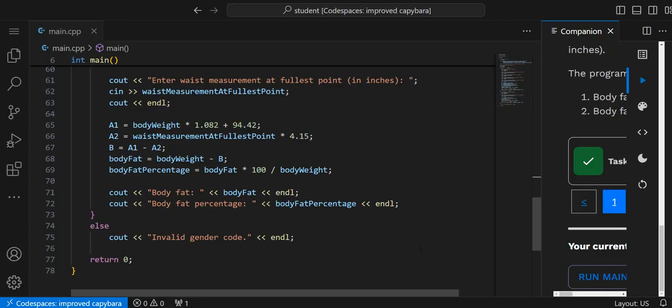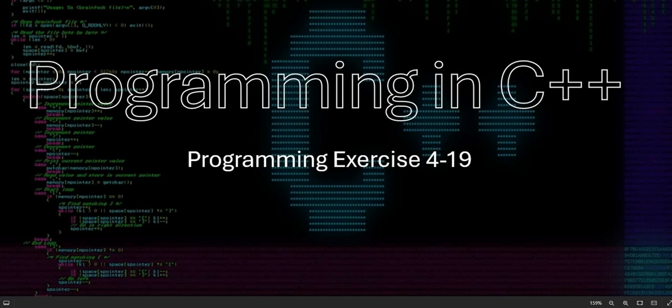All right, let's go on to our next one. If you need longer, go ahead and pause it. We'll see you right after this. All right, our next exercise is going to be programming in C++, programming exercise 4-19.